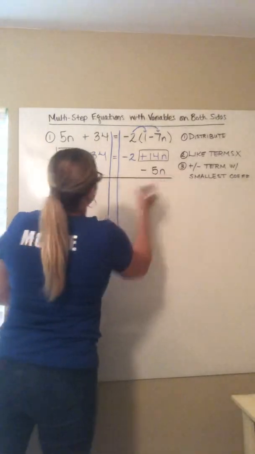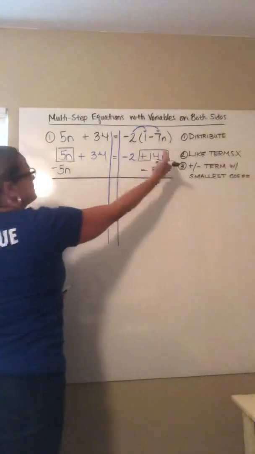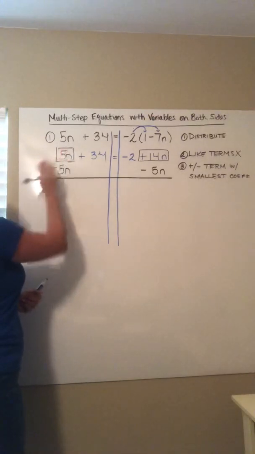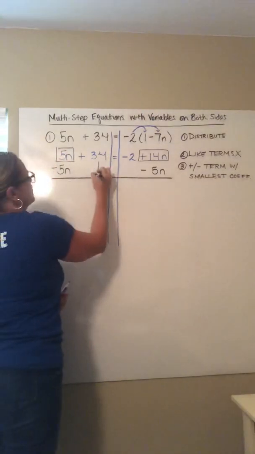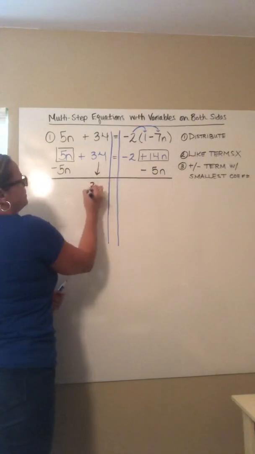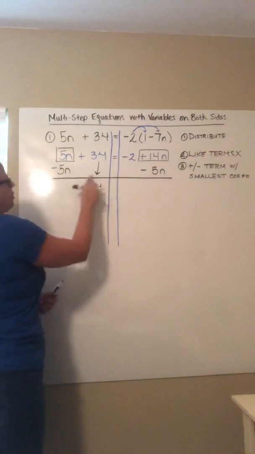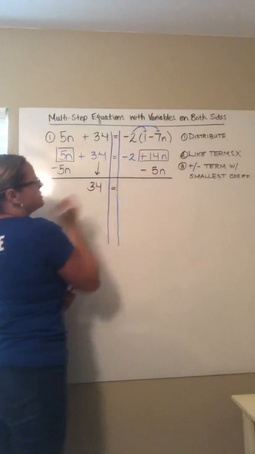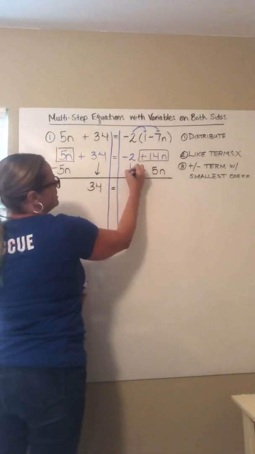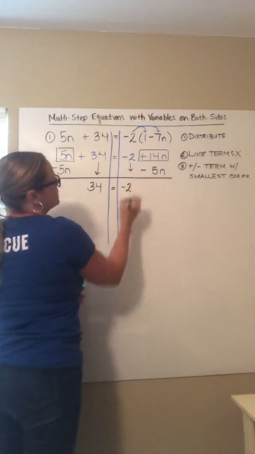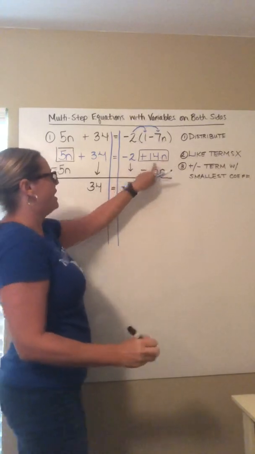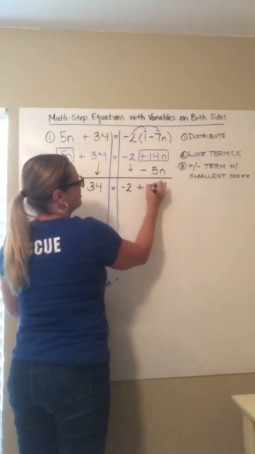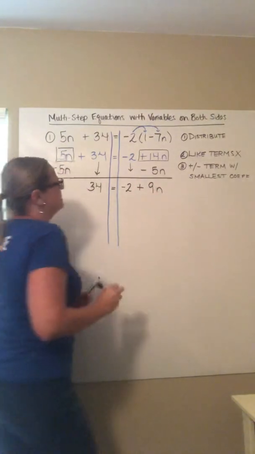I draw my big equal sign, and now I'm going to work from left to right. 5n minus 5n is 0. So this has been eliminated from the left side. I bring down my +34 because it's the only term. I no longer need that plus sign. I bring down my equal sign. I bring down my -2, and I have 14n and -5n, which makes +9n. So I'm going to write plus 9n.